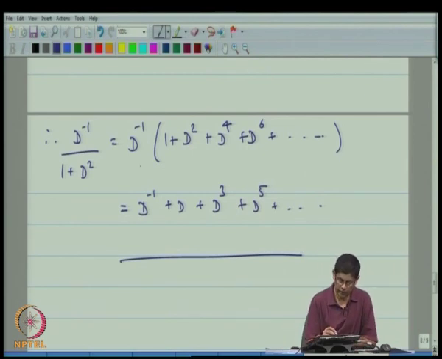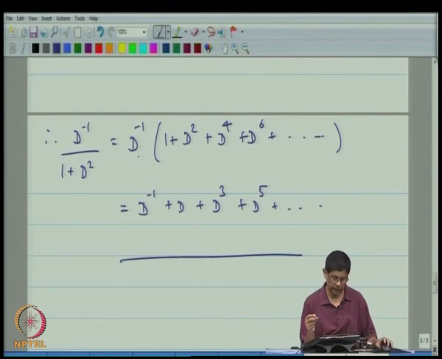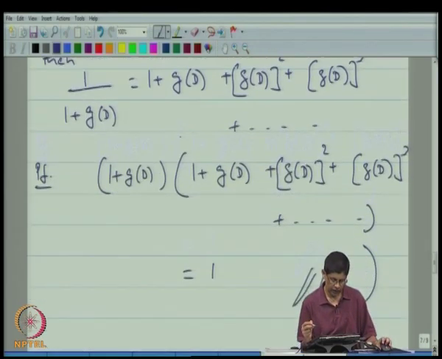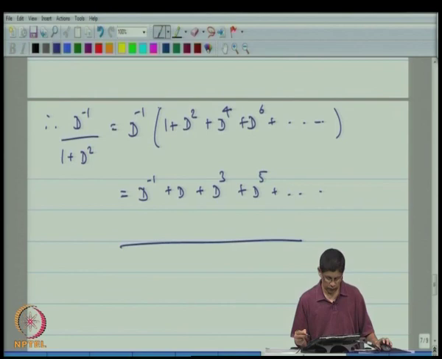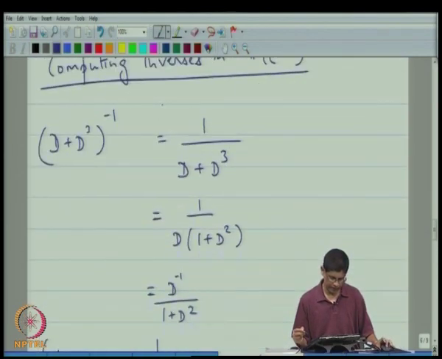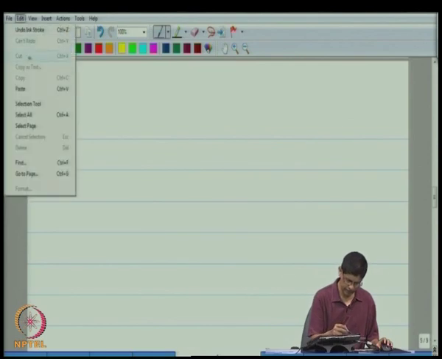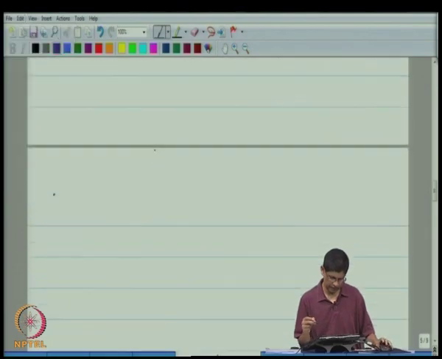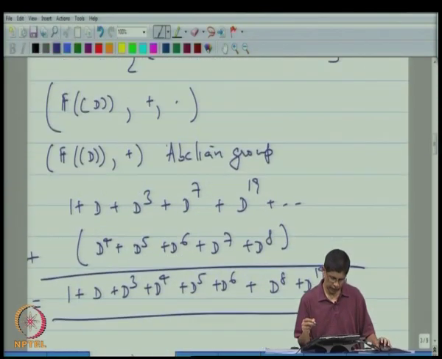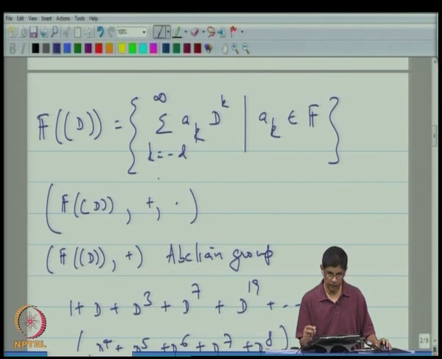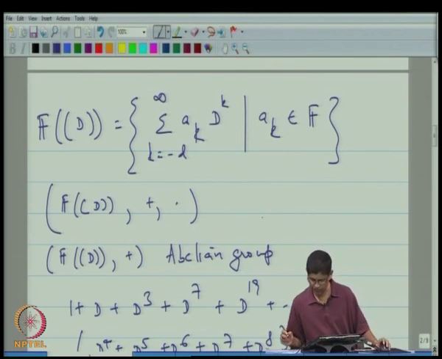Now you see that it would have been impossible to compute the inverse if you are not allowed a finite number of these negative exponents. So that explains why you have d to the minus 1 here. All right. So now hopefully you are convinced that this set over here, the field of formal power series, is in fact a field.